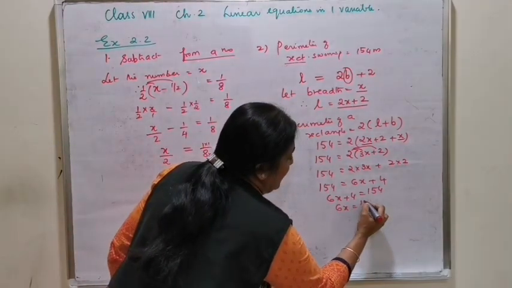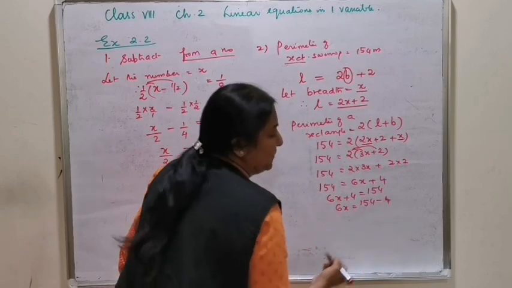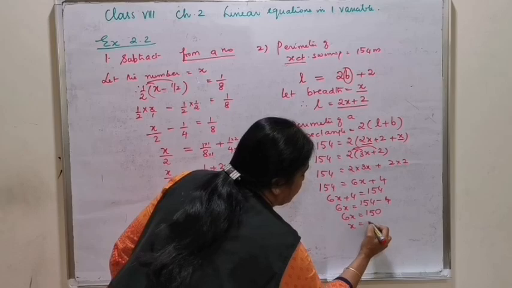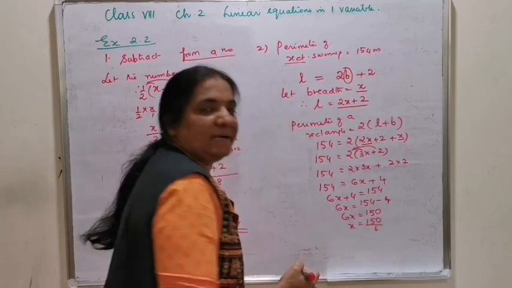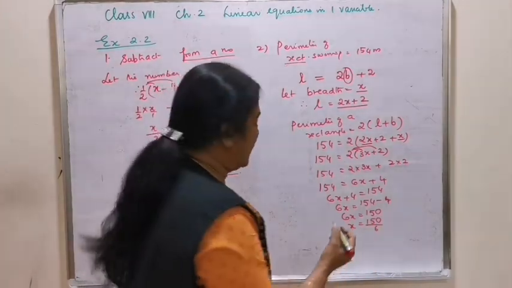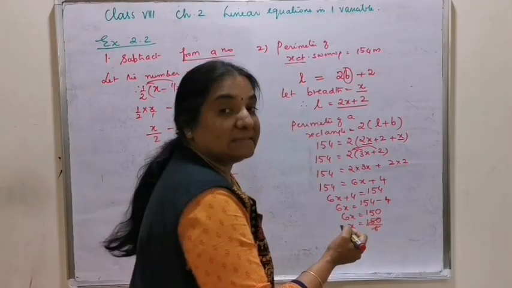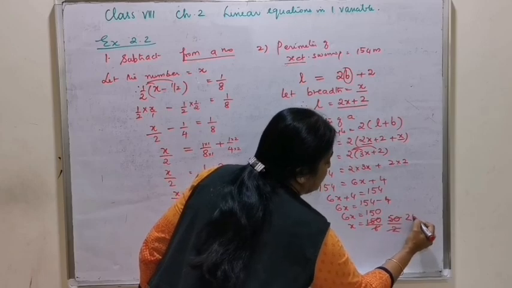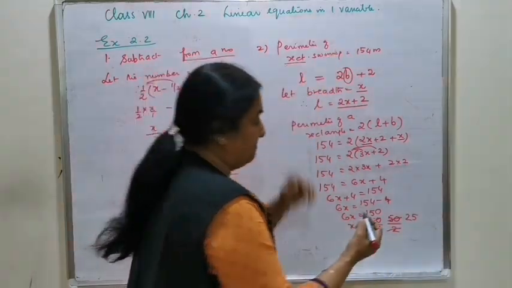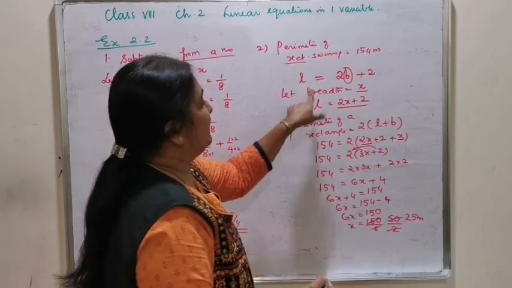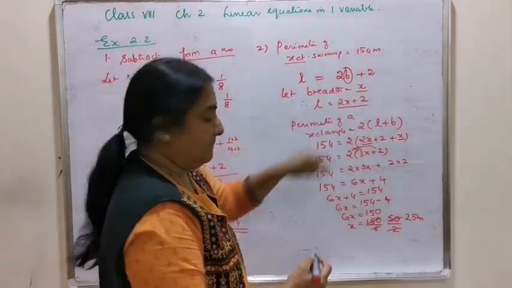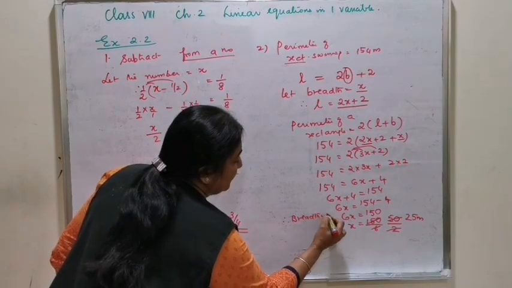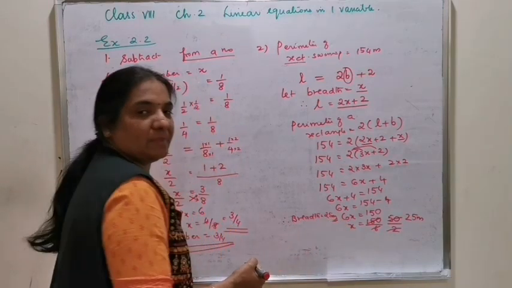6x is equal to 154 minus 4. 6x is equal to 150. x is equal to 150 divided by 6. Try to do cancellation with 3. You will get 50 by 2 and it is 25 meter. That means that you have taken x as breadth. Therefore, breadth is equal to 25 meter.